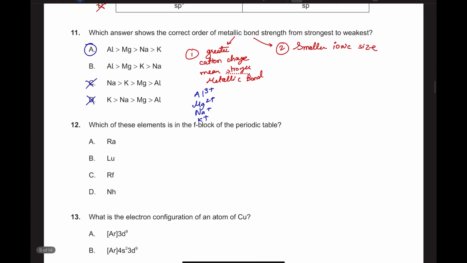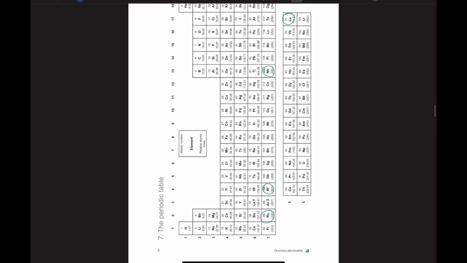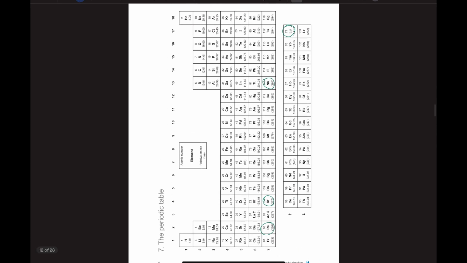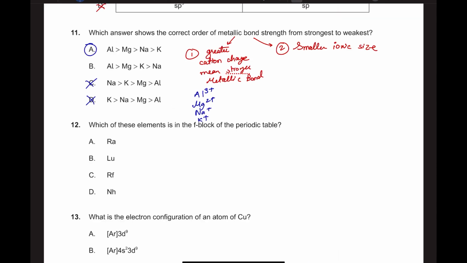Next, we have to identify which of these elements is in the F block of the periodic table. So I have already identified the elements here. If you check here, you just have to look into the periodic table and you'll find Lu at the bottom, right? And so these are F block elements. So your answer would be Lu.